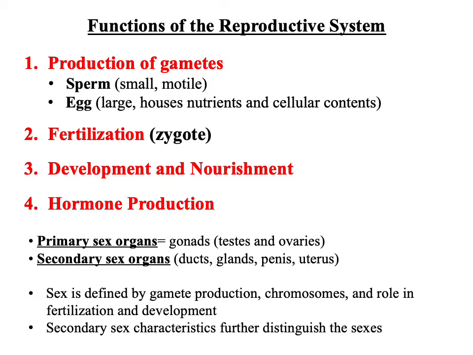Now, when we define sex or gender, there are a number of qualifications here. There are a number of contributions to reproduction. Sex is defined by the production of the gametes. So in humans, males produce sperm, females produce eggs. The chromosomes that one inherits, and we'll get into that in a little bit, and also the role in fertilization and development. So again, in humans, it's the female who carries the developing embryo.